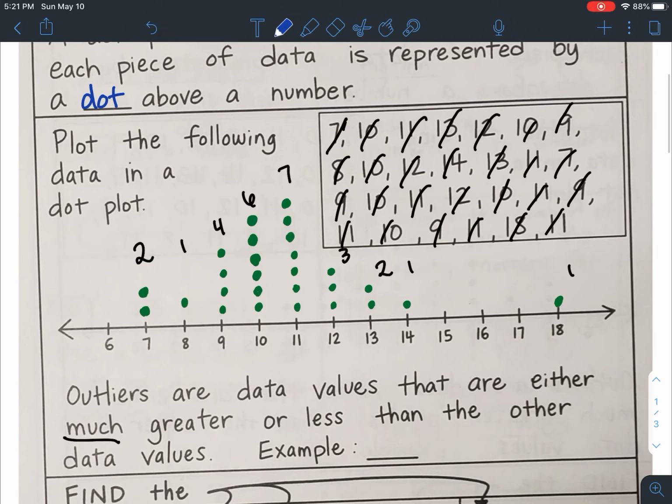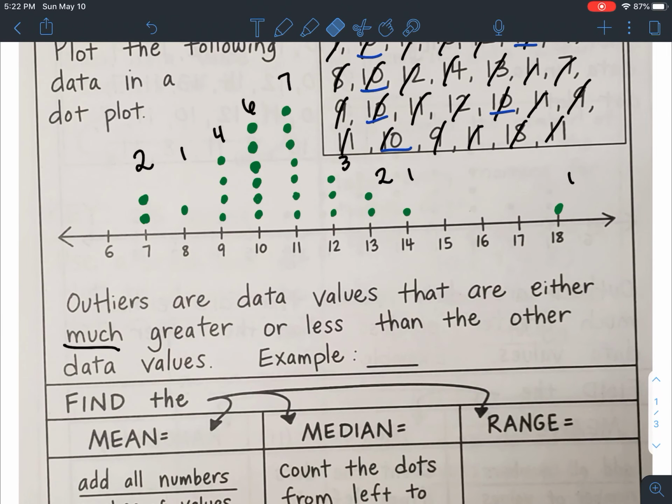The plot here said to plot the following data in a dot plot. So I had all these numbers in a box that I had to put dots for. The dots just represent how much of that number I have. If I'm looking at what I had, 1, 2, 3, 4, 5, 6 tens, so I have 6 dots on my 10 here. All I did was put a dot for each number that I saw.